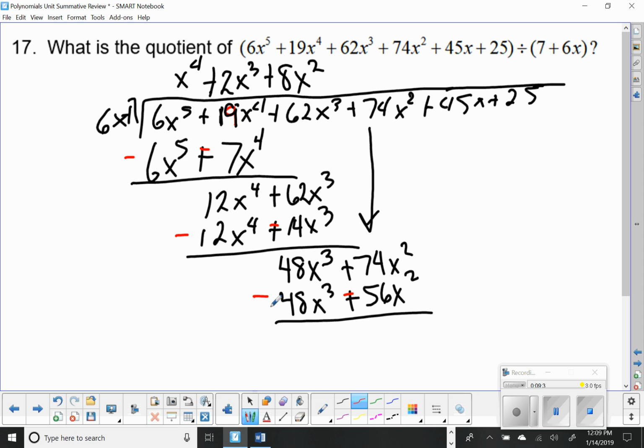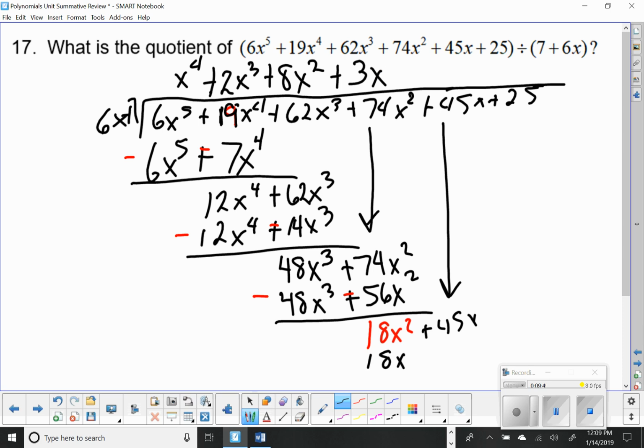74 minus 56 is 18. Bring down the 45x. 6 will go into 18 3 times. So I've got 3x. Taking that, 18x squared. 3 times 7 is 21x. Subtracting, I now have 45 minus 21 and you get 24. 6 will go into 24 4 times.